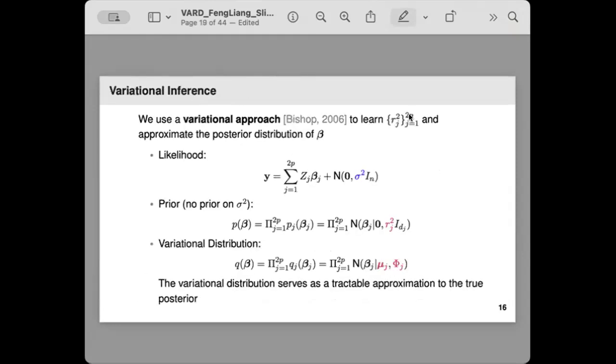And to fit our model, we adopt a variational inference approach. Let me remind you of the ingredients. We have the likelihood that depends on the regression coefficient beta j and the noise variance sigma squared. Here I highlighted sigma squared in blue just to emphasize that in our method, we actually do not need to estimate sigma squared. I'll explain why shortly. We place independent normal priors on beta j with unknown variance Rj squared as described before. We propose to approximate the true posterior with a variational distribution, which is also normal over beta j with its own variational mean mu j and covariance matrix phi j. So all the parameters in red are what we need to estimate.